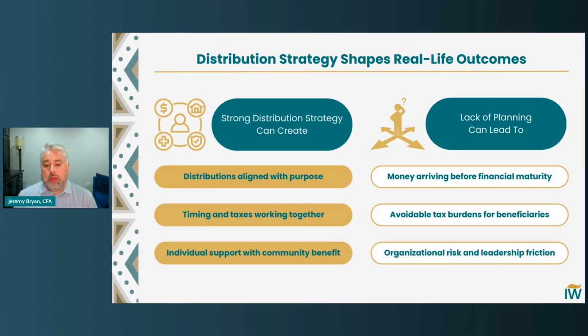I think it shapes real life outcomes. If you have a strong distribution strategy, your distributions are aligned with your purpose. That's what I talked about before: what are the things that are most important to us as a tribal council and as a tribal citizen base? What are the things that we consider as a nation to be among the most important? And how can we align our minors trust strategy to really align with that purpose over a longer period of time? I think timing and taxes can really work together too. I'll talk about the tax burden that can come from a lack of planning as well.